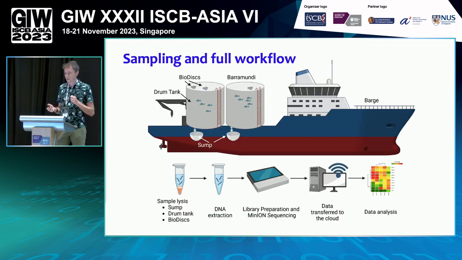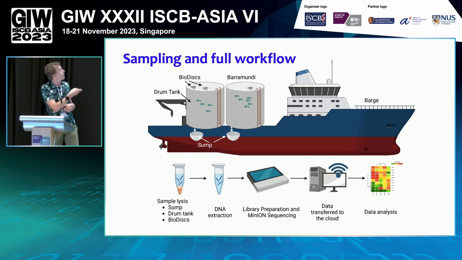And so this is the sampling workflow that we went with. You can see here the diagram of the barge with the 3 sampling locations. So what this means is that we have the drum tank where we collect scum from the side of the tank itself, which will be like a biofilm that builds up, as well as collecting samples from the sump, which is the lowest point in the system. It's where the detritus will all filter down and be collected.